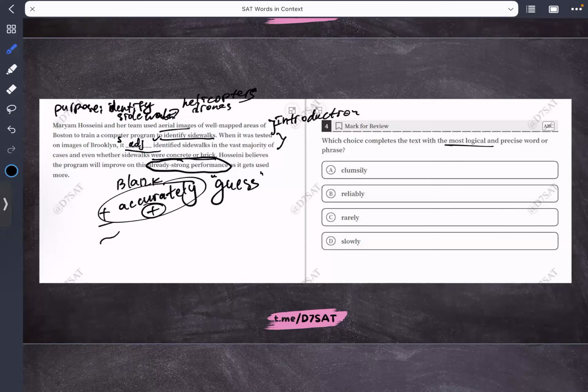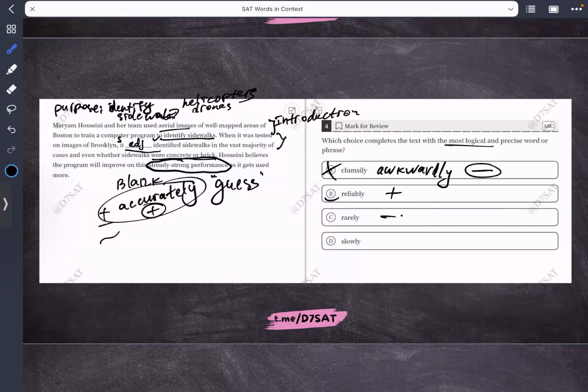Clumsily is a negative word. Clumsy itself means awkward, so awkwardly, something like unmanageable. But we are not saying that. This is a negative idea. Reliably is a positive one. We can take this one as possibly the best option.